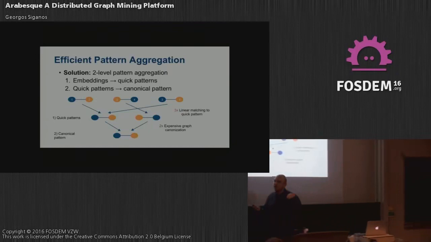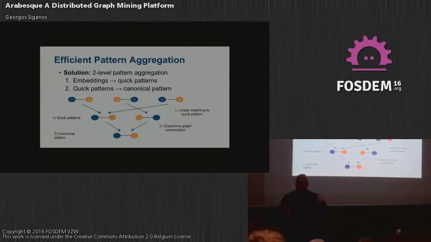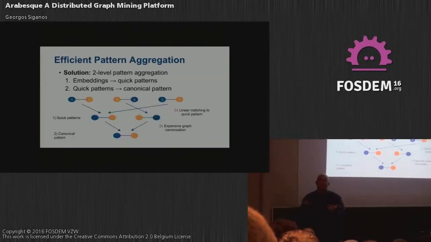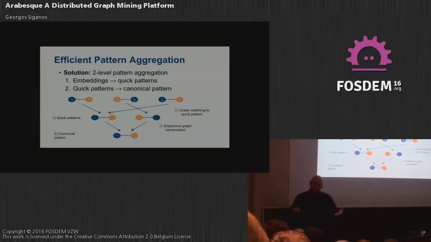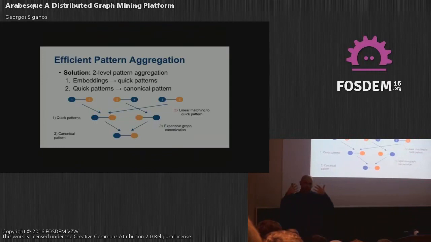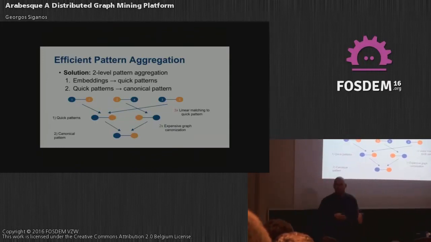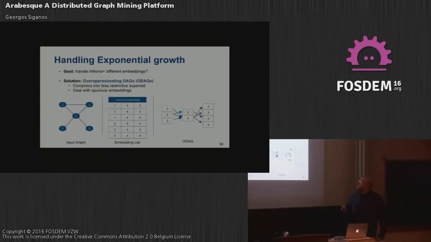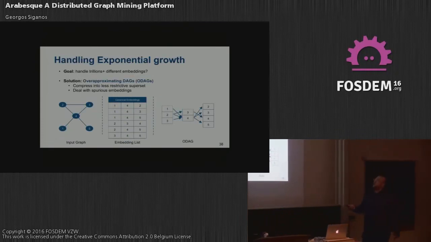We don't care about this problem. And I also have to say that not all graph mining systems have this kind of problem. These problems come when you work from embedding to pattern. If you are working from pattern to embedding, you don't have this, because you already know the pattern you are in. And the last one is how to handle the exponential growth.